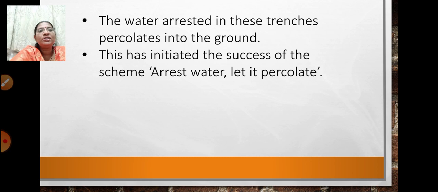The water arrested in these trenches percolates into the ground. Whatever running water is accumulated and collected percolates into the ground. And this has initiated the success of the scheme, Arrest water, let it percolate. In Marathi we say, pani adwa, pani jirwa. So you stop water, you percolate water. That is the scheme which was started. Arrest water, let it percolate, so this water will also be useful as underground water. This has initiated the success of the scheme.